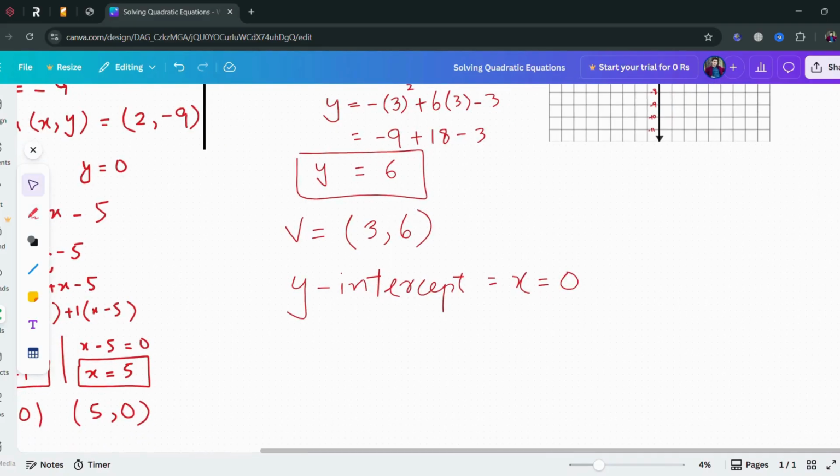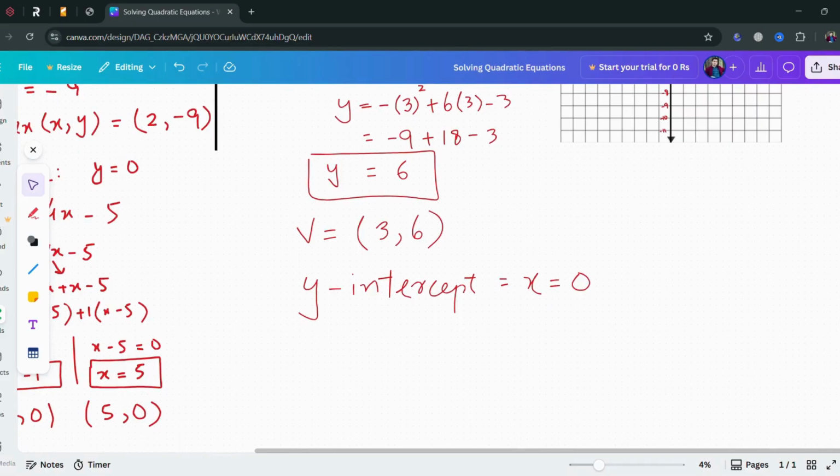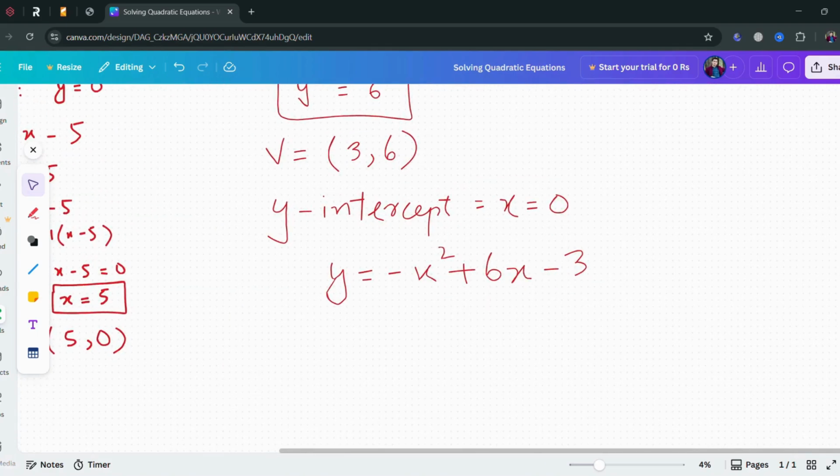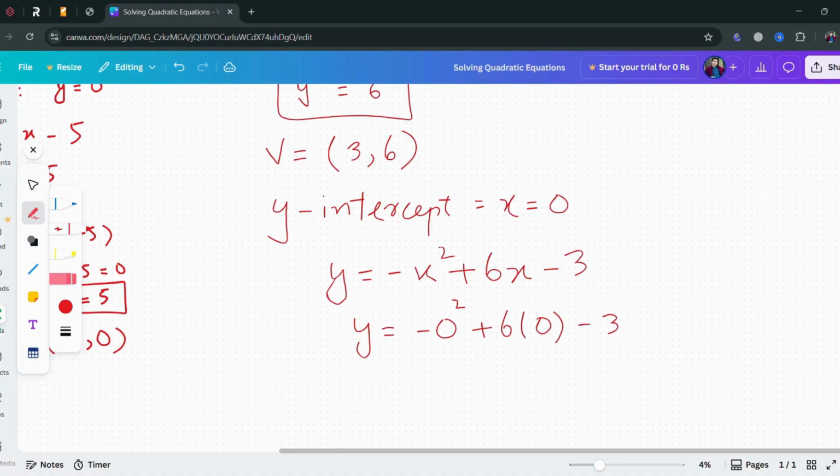All right. So for this, let me just write down the equation that I had. Now what I will do, I will put 0 wherever there is x. 0 squared plus 6 into 0 minus 3. So I got y equals negative 3. So the y-intercept is x is 0 and y is negative 3. This is where the y-intercept is.